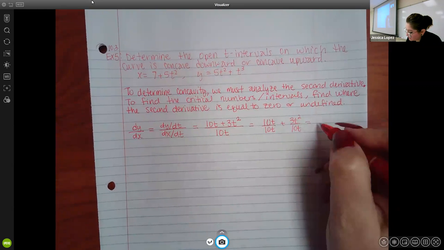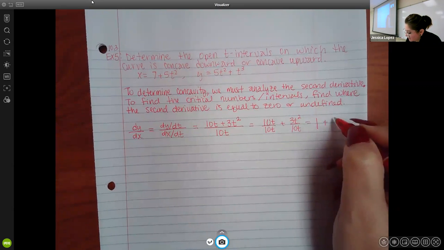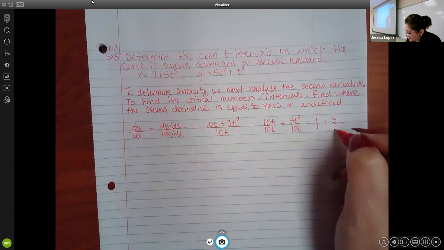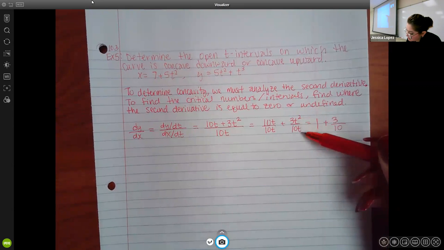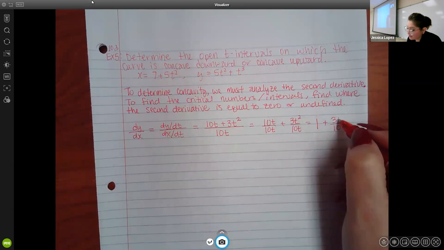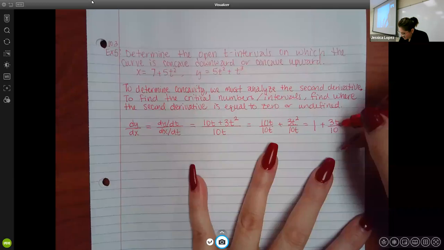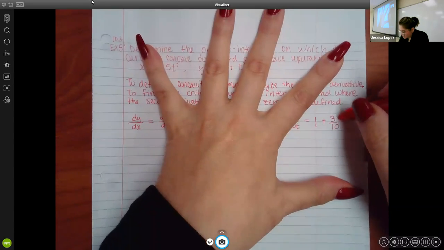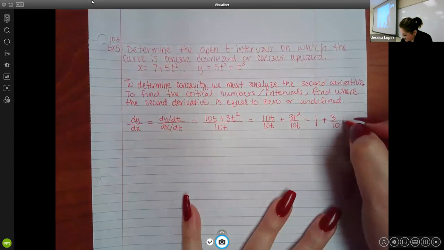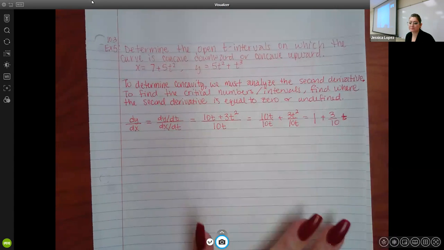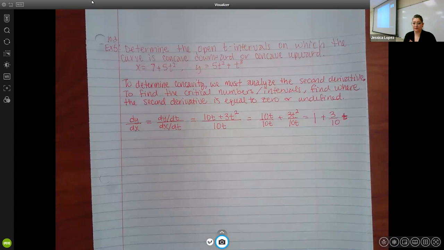Anything over itself is a big fat 1. And then you get 3 over 10, but one of these t's cancels, so you still have 1t left on top. You don't even have to write it like that. You could write it as 3/10 times t, which is easy to take the derivative of. The derivative of 1 is 0, and the derivative of 3/10 t is just 3/10.